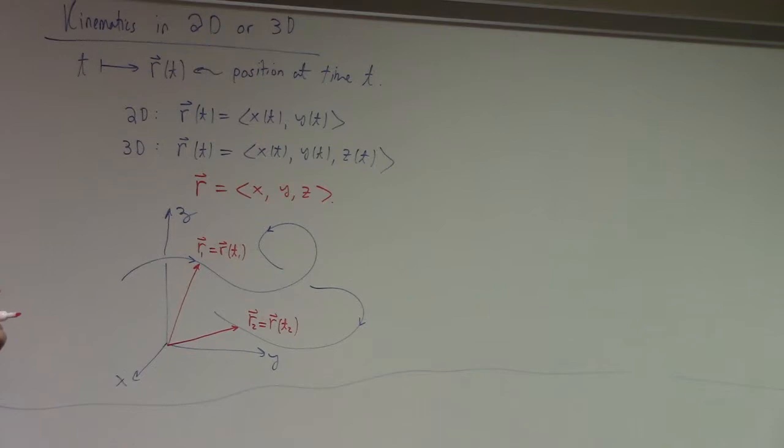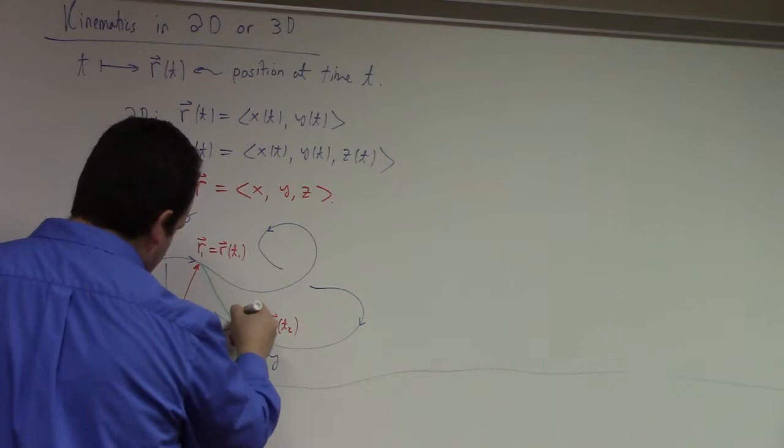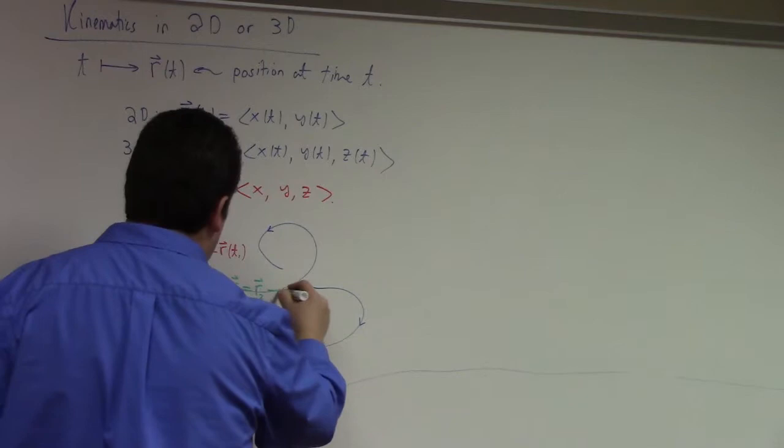Displacement, right? Displacement is a what? Is a vector. Displacement is a vector. And so to get the displacement, the so-called delta r between these two, we take r2 minus r1. So the displacement from r1 to r2, delta r, is r2 minus r1.